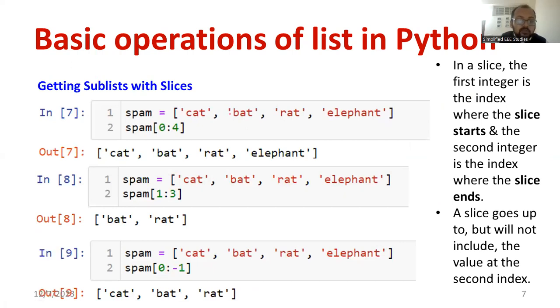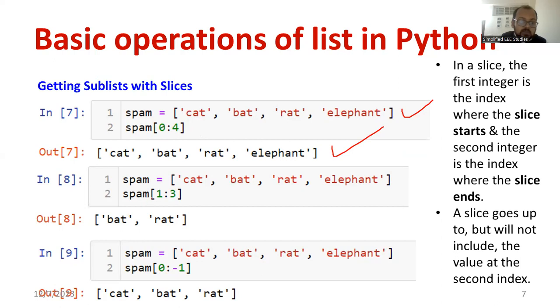We can just verify. So we have spam is equal to, there are 4 items. If I do spam 0:4, what is going to happen? That means the first element will be printed, the second element also will be printed, the third element will be printed. 0:4, this is the result.